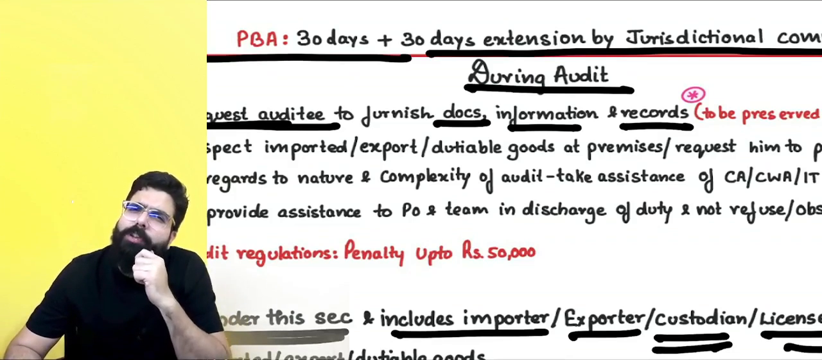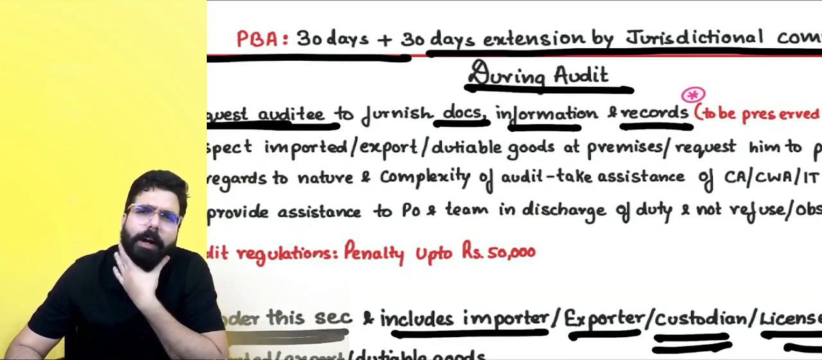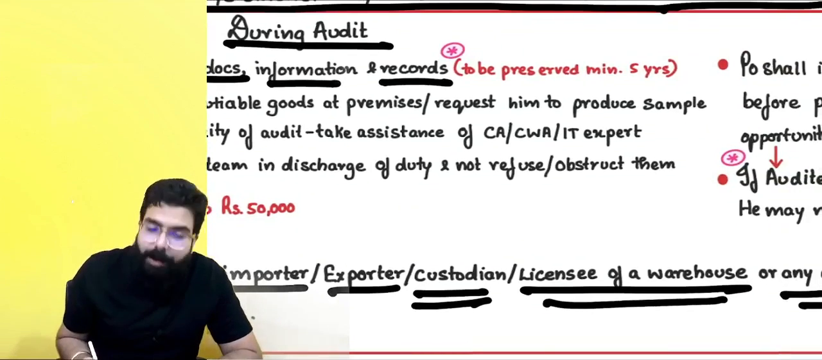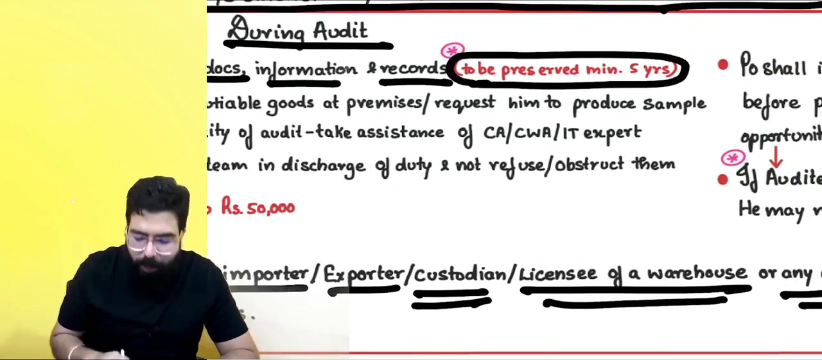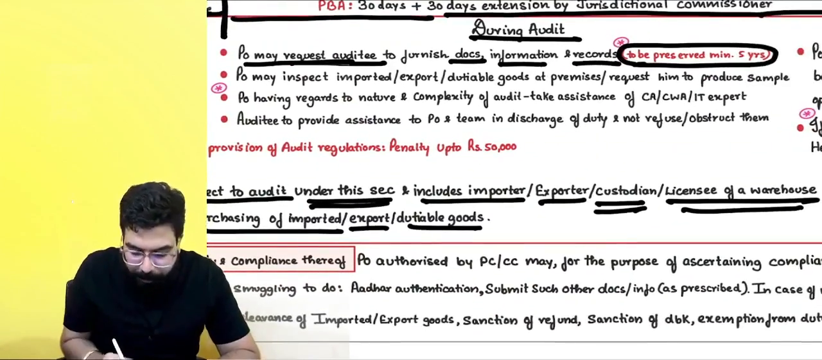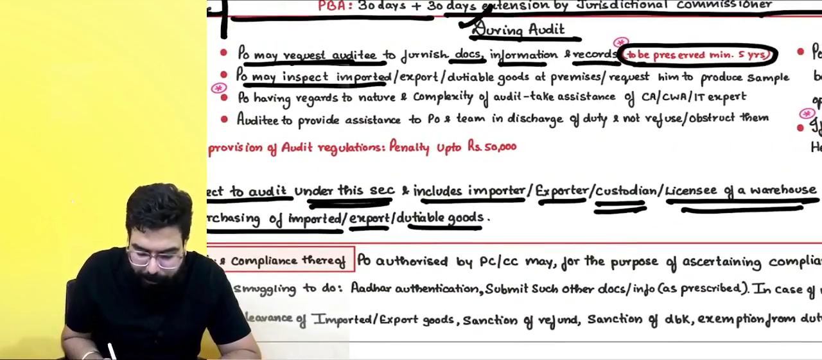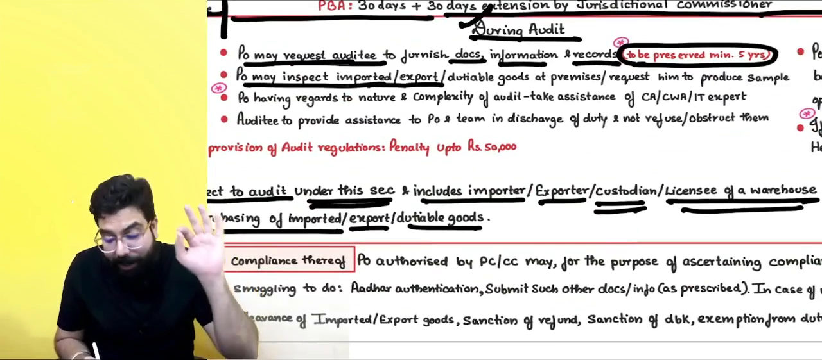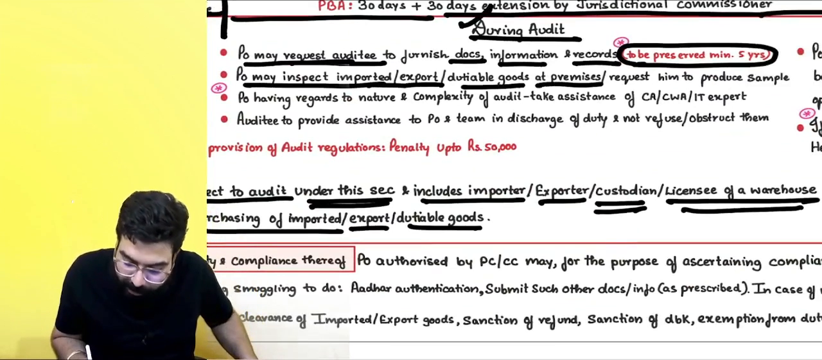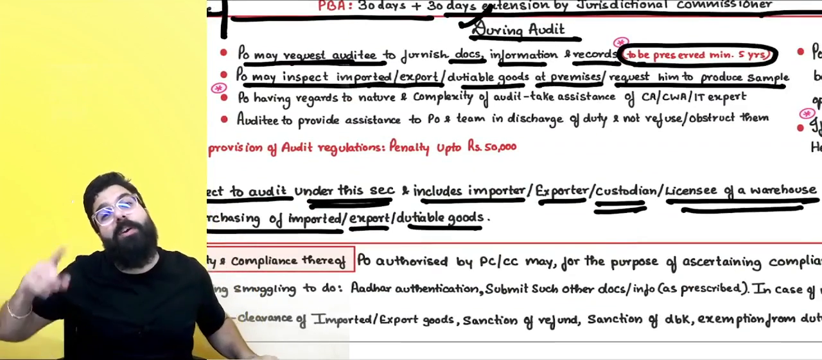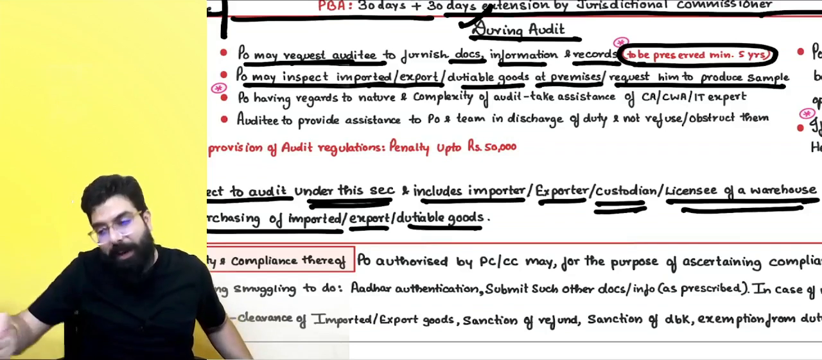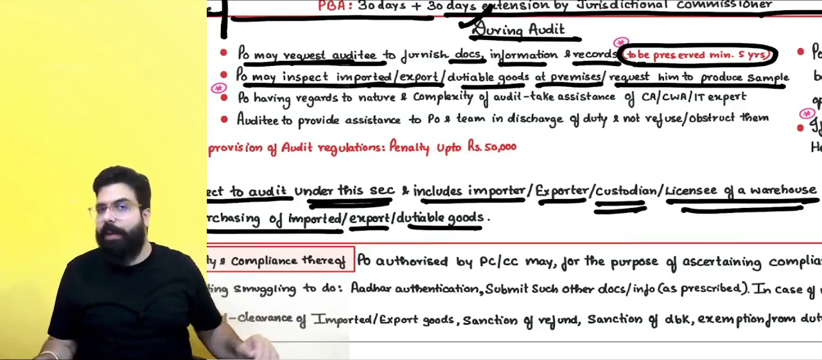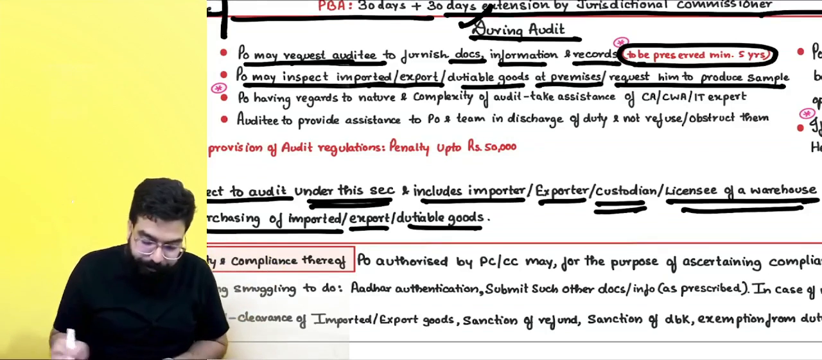Sir, these accounts and records, how many years have they to be preserved in customs? Sir, in customs, your accounts and records are always to be preserved for a minimum period of 5 years. Okay, sir, point is clear. The PO may inspect, during the audit, imported, exported, dutiable goods which are at your premises. Or if it's a transaction-based audit where you are going to his office, he can tell you, please get me some samples, I want to check. He can request samples also.